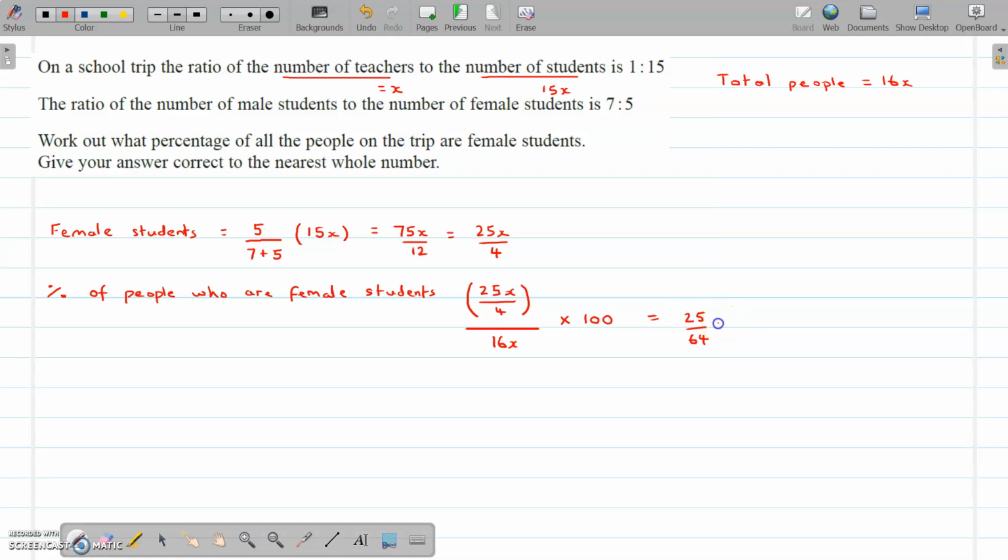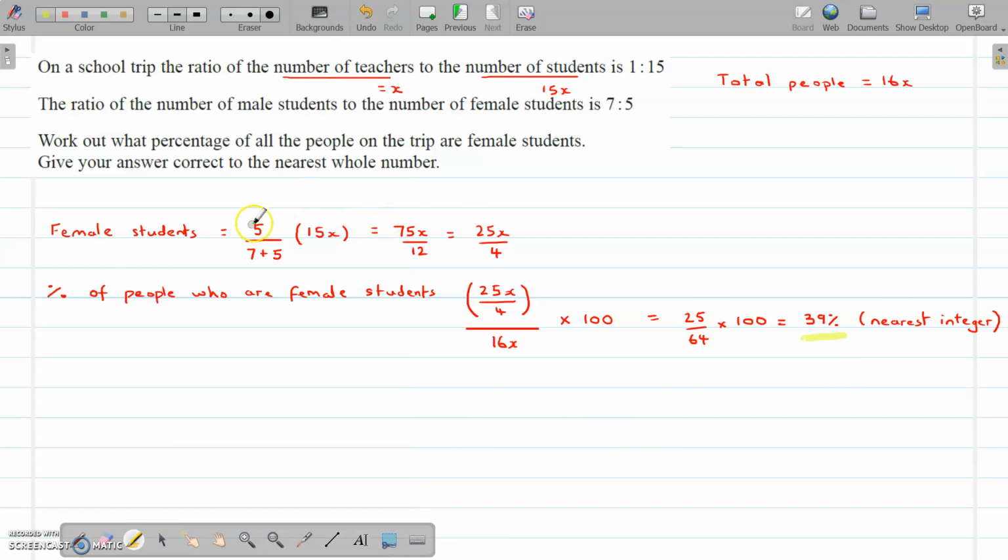The x's have cancelled, to turn it into a percentage, you times by 100, and that comes to 39% to the nearest whole number. It's just over 39 on the calculator, I think. 39% to nearest whole number, nearest integer. Or you could say two significant figures. But it was asked for as the nearest whole number.